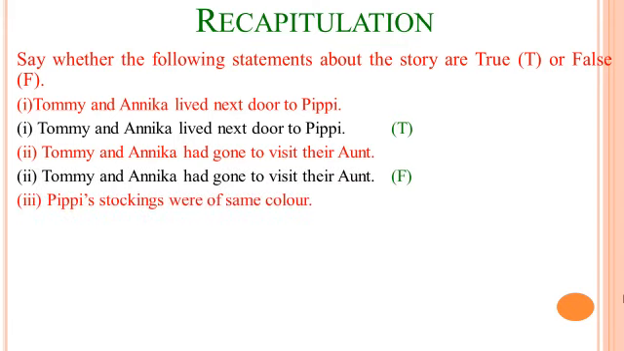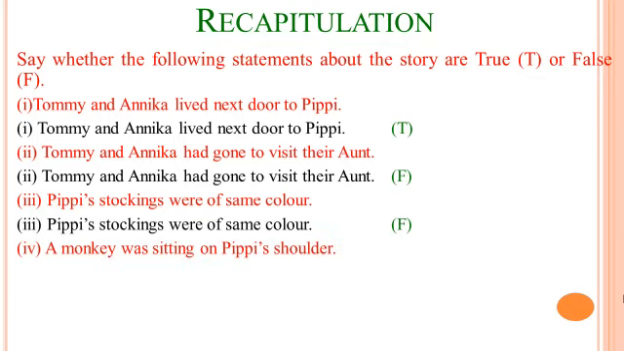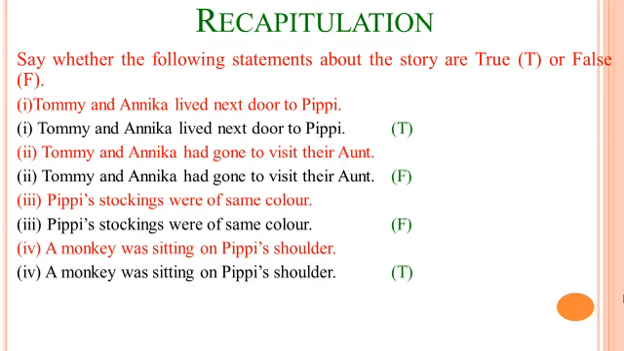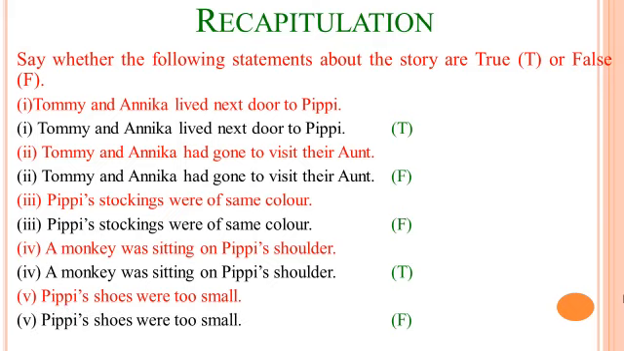false. At number 3, here comes Pipi's stockings were of the same color. What is the correct answer? Yes, it's false. At number 4, here comes a monkey was sitting on Pipi's shoulder. Is it true or false? Yes, it's true. Pipi's shoes were too small. Were they small? No, it's false.